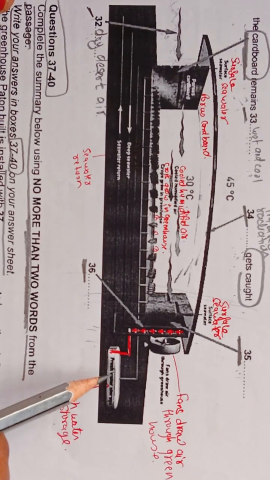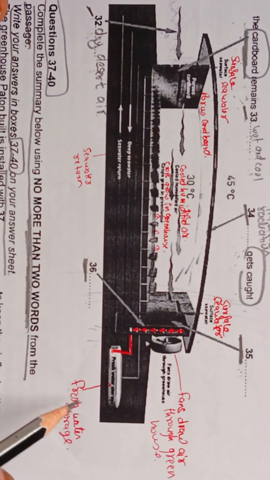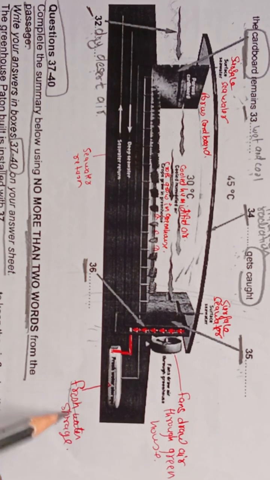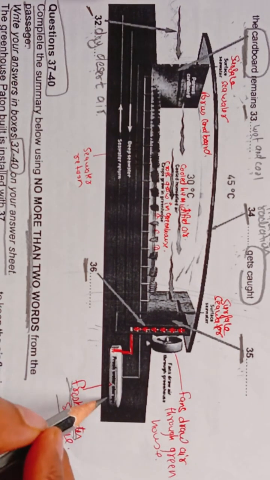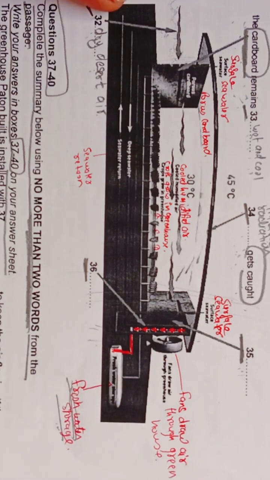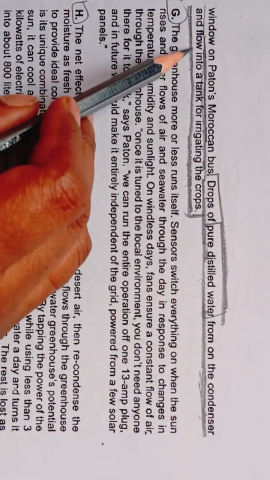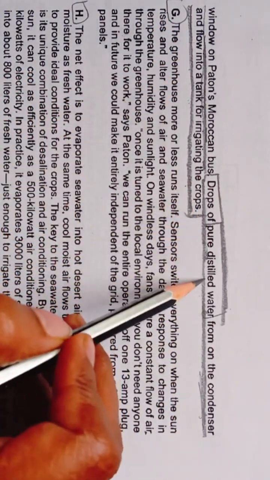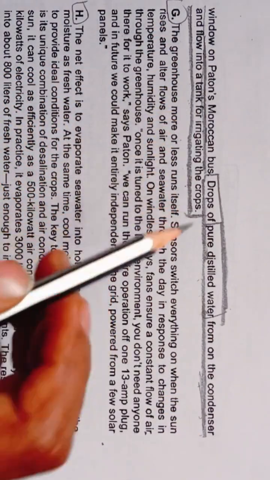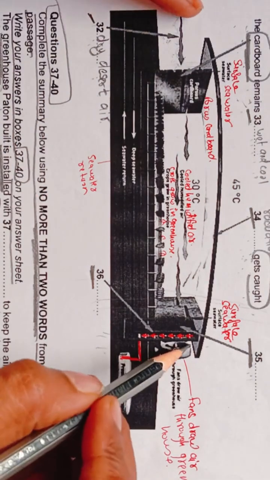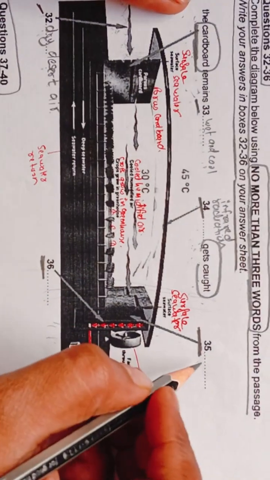So this is the tank, fresh water storage. This was not visible properly, so I have written this here. This is fresh water storage, which means this is a tank. So what they are saying is that drops of pure distilled water from the condenser flow into the tank for irrigating the crop. So this will be the condenser. 35 number will be condenser.